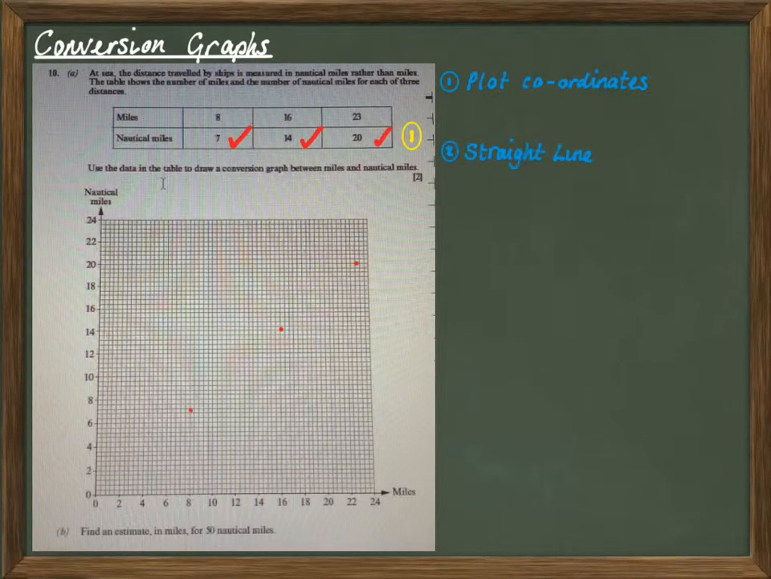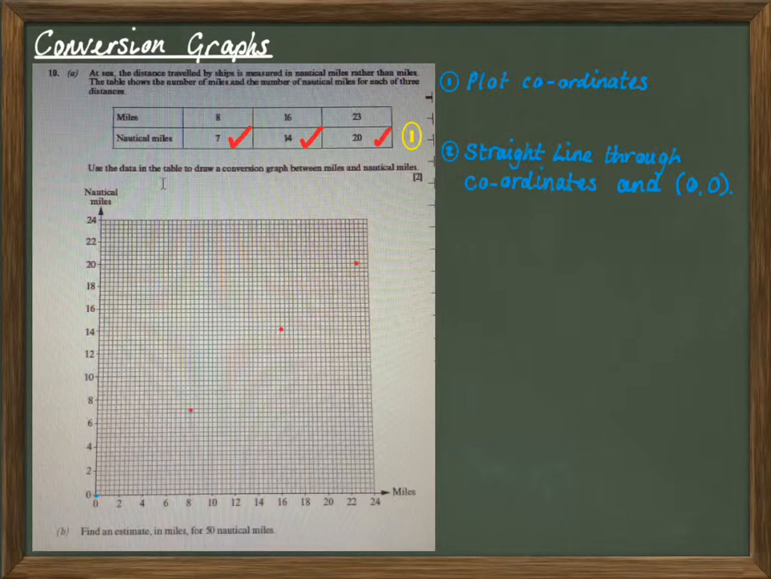Step 2, straight line through coordinates and point 0, 0. The reason why you can go through the point 0, 0 is because if you think about it, 0 miles would also be 0 nautical miles. 0 of something is going to be 0 of the other thing. So you can also plot that point to help you. I'm going to plot that first of all with my blue pen, and then I'm going to draw a straight line that connects all of them points.